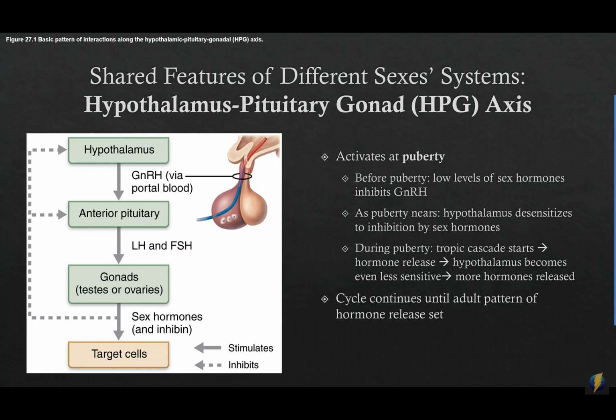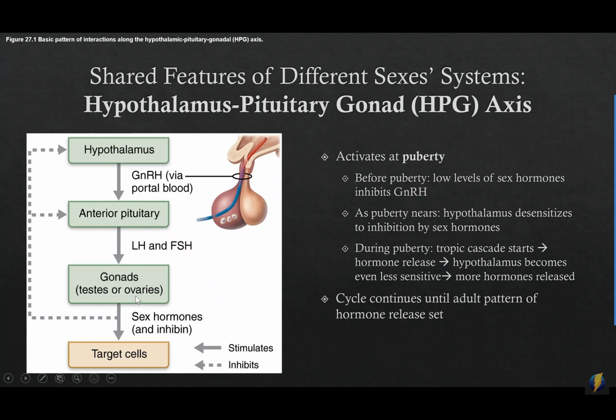So essentially what happens, right, we're talking about a tropic cascade with the endocrine system. The hypothalamus produces gonadotropin releasing hormone. The gonadotropin releasing hormone travels through the portal system to the anterior pituitary. The anterior pituitary then produces luteinizing hormone and follicle stimulating hormone. The luteinizing hormone helps the gonads create the sex hormones. The follicle stimulating hormone helps the gonads produce the sex cells.